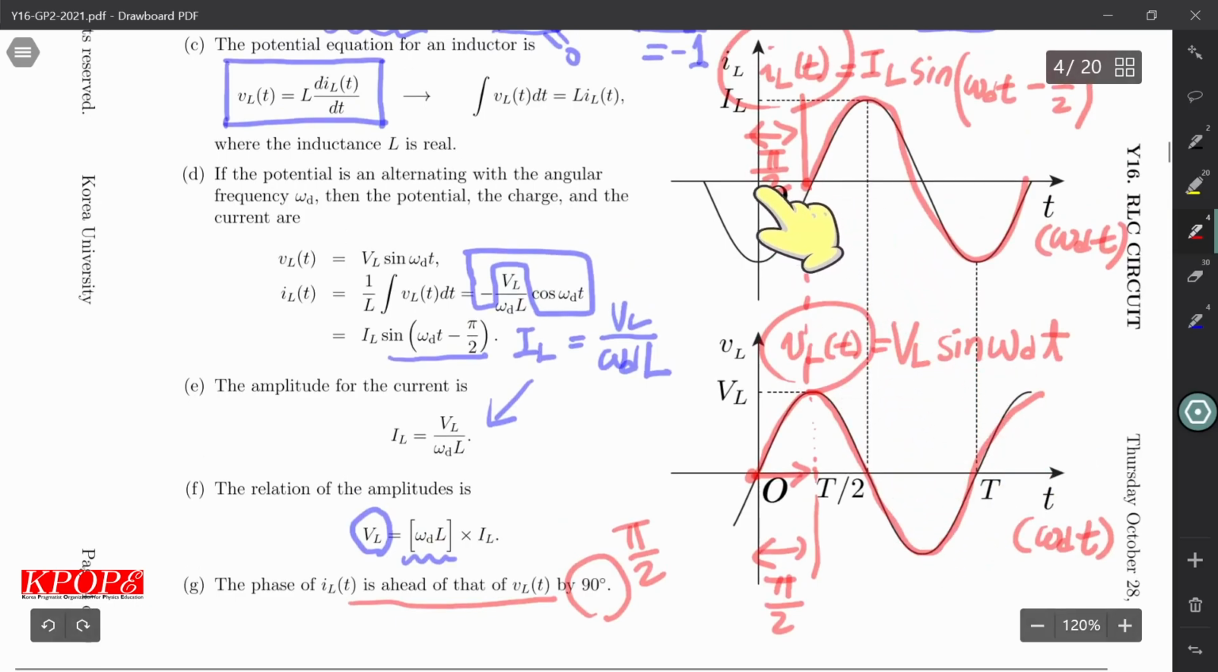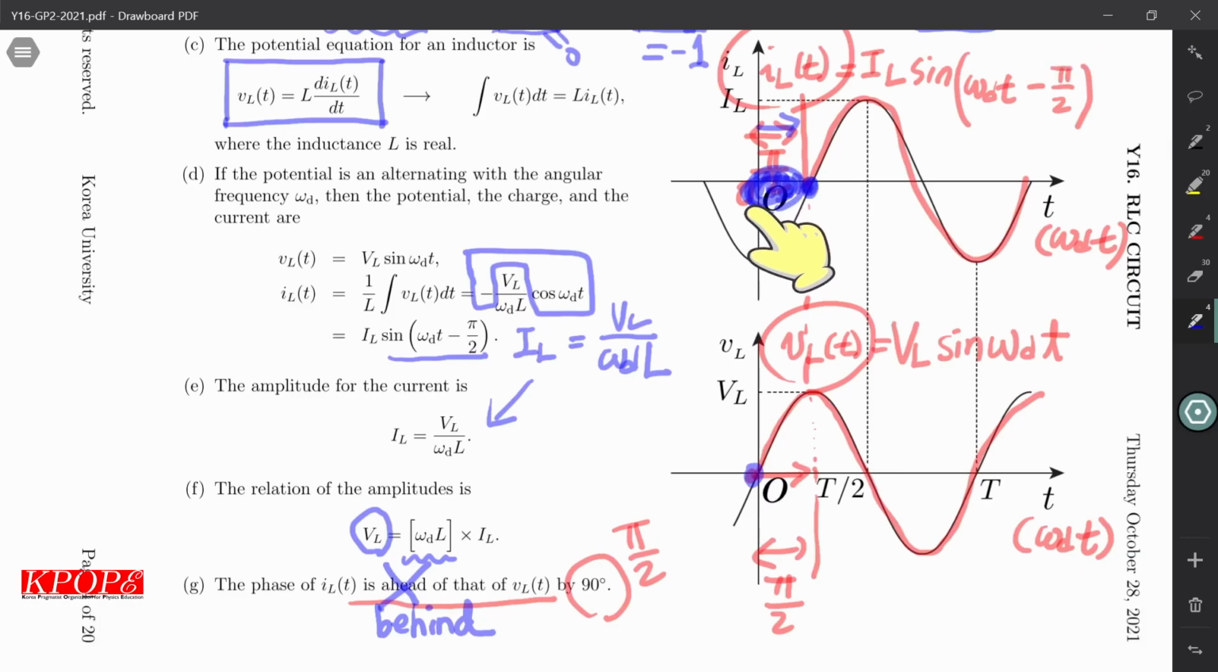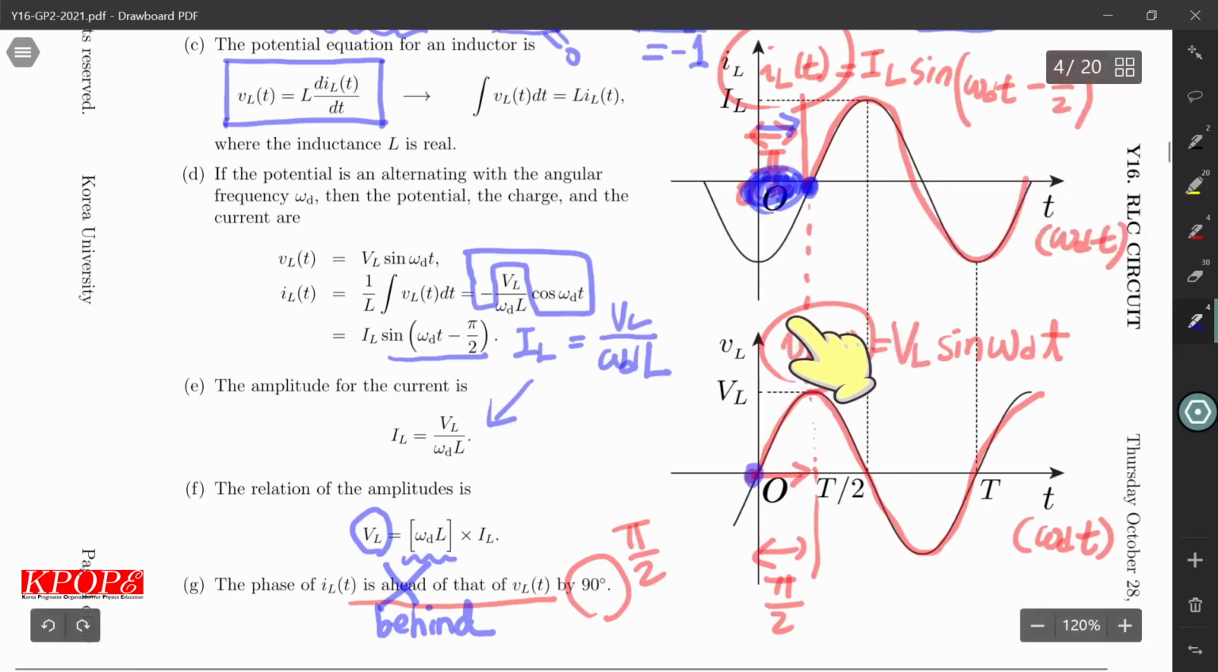The same is true that the graph in here is translated forward. That means this is 0, so this is not ahead, is behind. Because this graph hasn't translated forward, so we need this amount of time to wait to see what happens at the same phase up here. So we need additional amount of time to arrive here. That means it delays. So IL is behind VL. Okay?